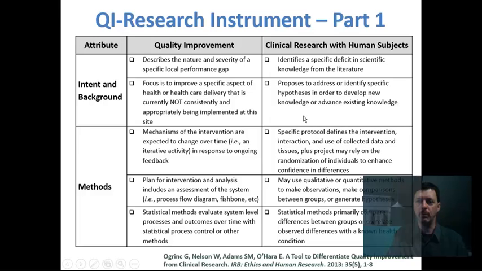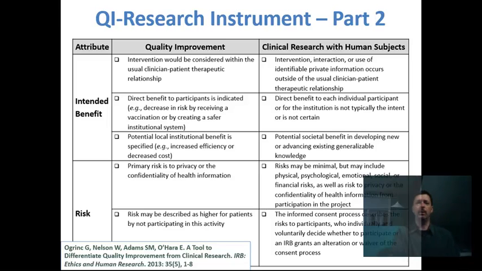In general, with clinical research, you have a specific protocol for collecting data, qualitative or quantitative methods to make observations or comparisons during the study, and the statistical methods primarily compare differences between groups or correlate observed differences with a known condition. If we look at part 2 of this, you see the attributes of intended benefit and risk.